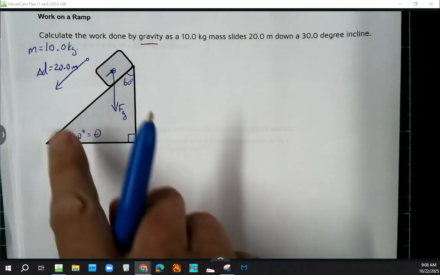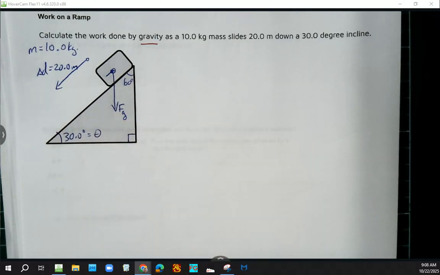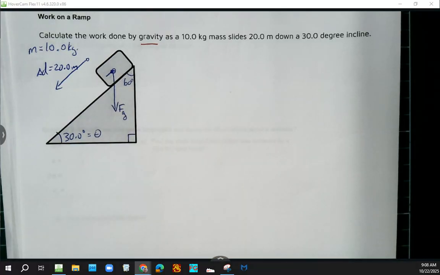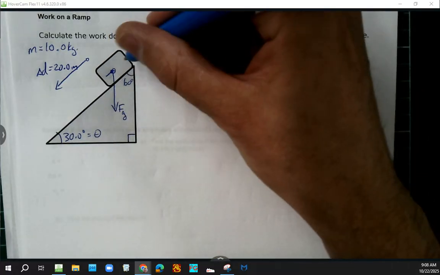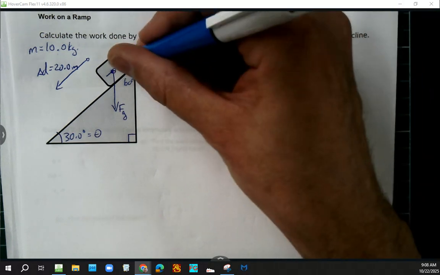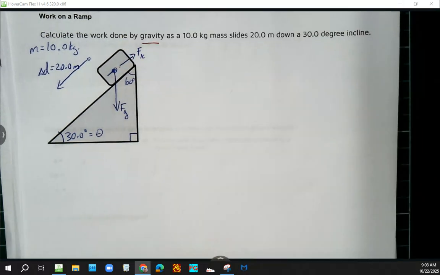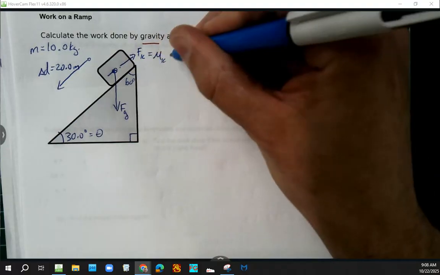And now I've got these two vectors, displacement and force, and it's asking us to deal with the work done by gravity. It looks like gravity is going to be the thing dragging this thing downhill. Now, it might be that there's friction. Friction would act in this direction. And that would be equal to mu k times F normal.